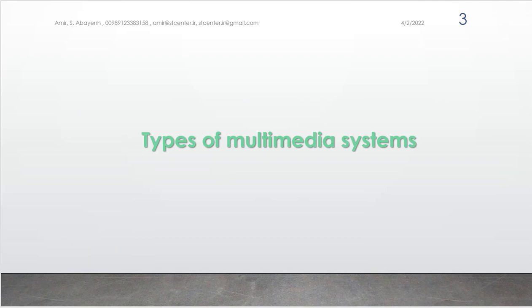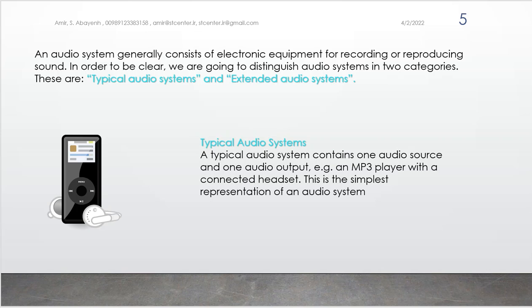Types of multimedia systems. Which types of multimedia systems do we have and want to talk about? First of all, we have the audio systems. An audio system generally consists of electronic equipment for recording or reproducing sound. In order to be clear, we are going to distinguish audio systems in two categories: typical audio systems and extended audio systems.